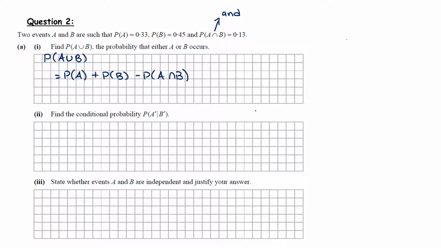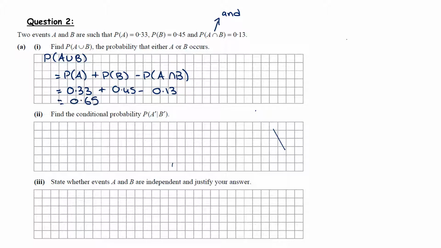Remember that the union means or, so this is like the addition rule, but it's slightly different because we have to take away the intersection. So let's do this, 0.33 plus 0.45 minus 0.13. So when you do that, we get 0.65.